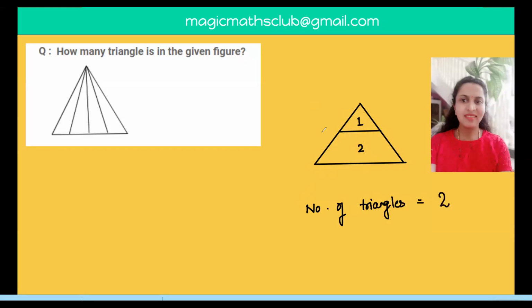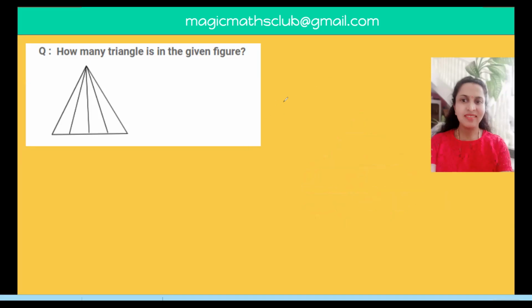So as many horizontal lines, the number of triangles will be equal to the number of horizontal lines. Now suppose I draw 3 horizontal lines. Okay, so see, now how many horizontal lines? We have 3 horizontal lines. So the number of triangles will be 3. Okay, first case.